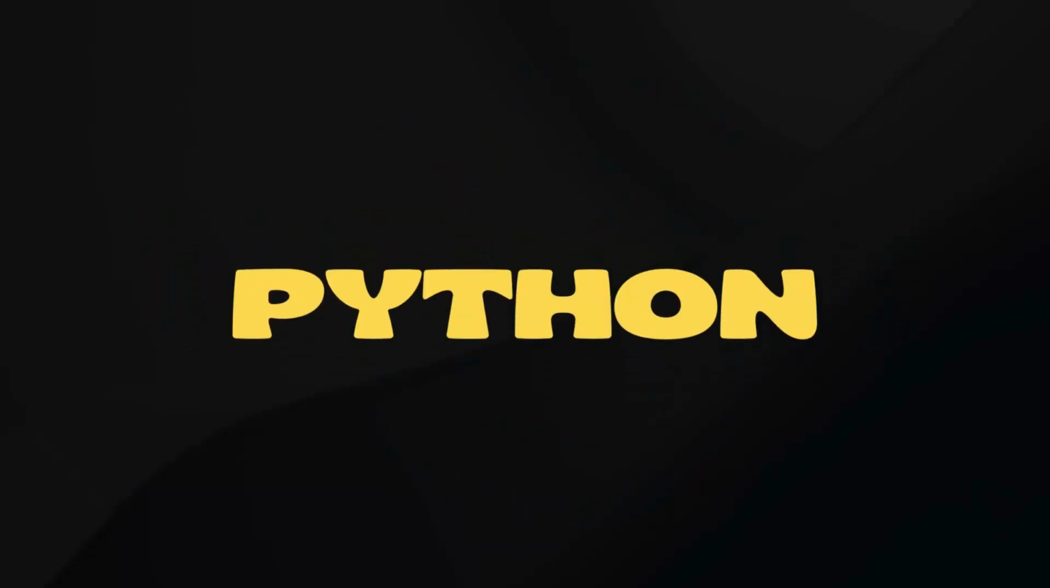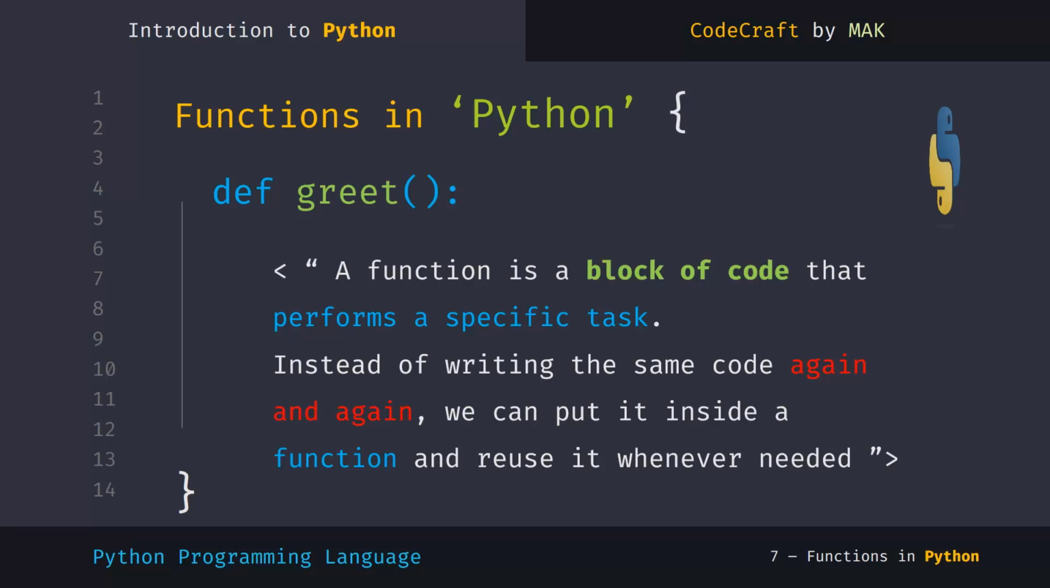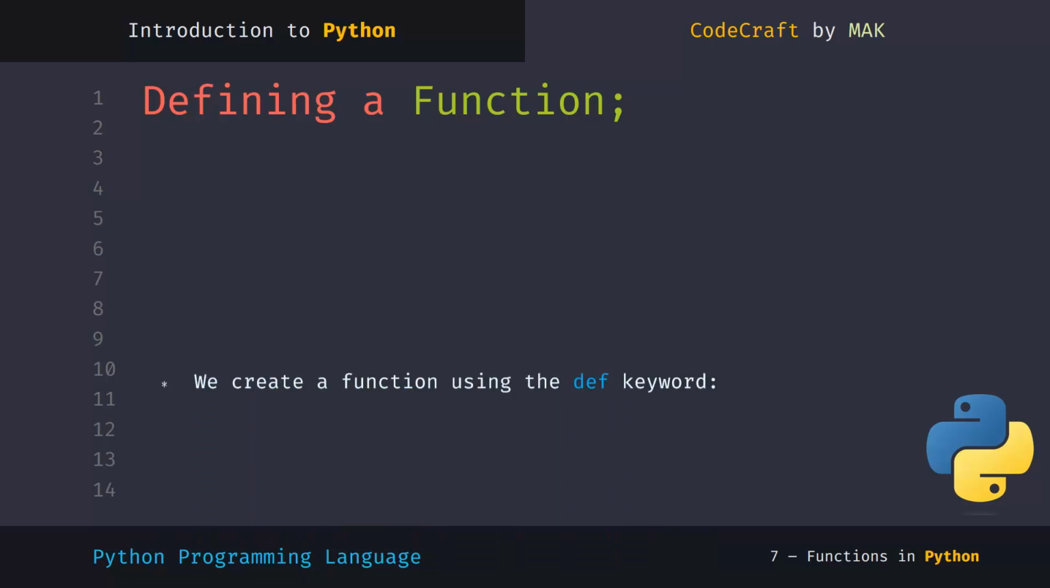In the last video we learned about loops, repeating tasks with for and while loops. Today we will dive into functions in Python, one of the most powerful ways to organize and reuse code. A function is a block of code that performs a specific task. Instead of writing the same code again and again, we can put it inside a function and reuse it whenever needed. We create a function using the def keyword.